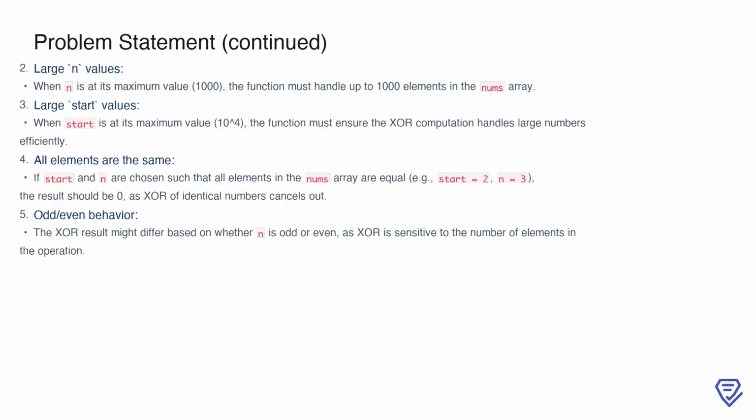Another interesting scenario is when all elements in the array are the same, such as start equals 2 and n equals 3, resulting in 2, 2, 2. In this case, the XOR of identical numbers cancels out, yielding 0. Finally, the behavior of the XOR result may vary depending on whether n is odd or even, as XOR operations are sensitive to the number of elements involved. These considerations highlight the importance of designing an efficient and robust solution.